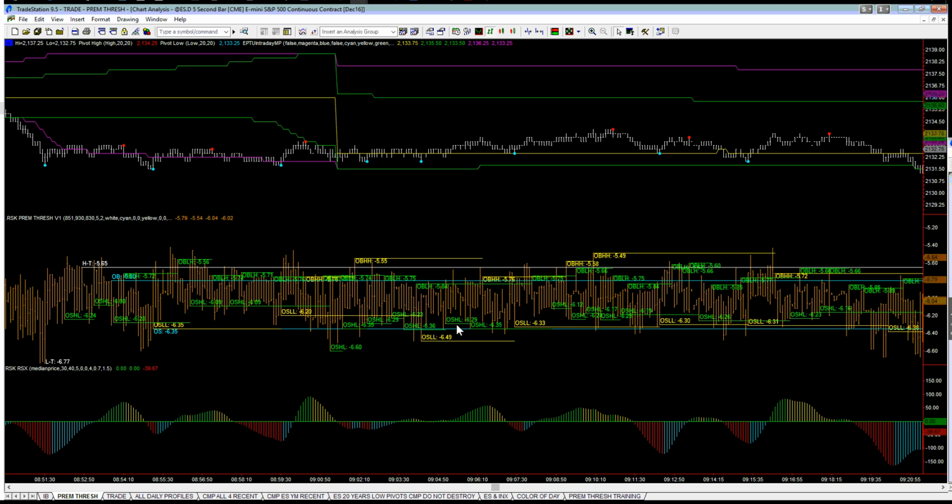Now what we need to see happen here is the OB levels moving up as well. So from this point of view, we get a higher OB here, higher OB here, higher here, as well as higher here. And that is in agreement with the OS moving up as well.